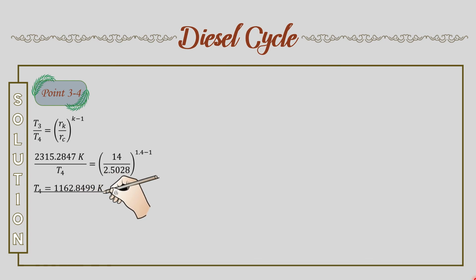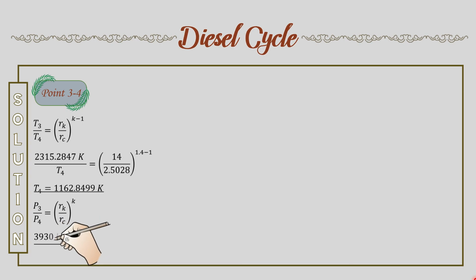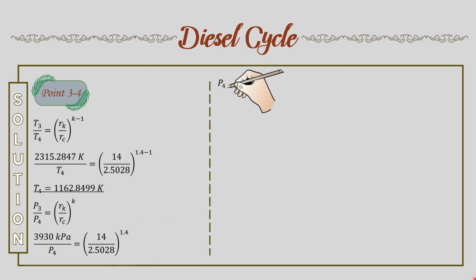And for P4, or pressure 4, we can use P3 over P4 is equal to rk over rc raised to k. Again, substitute what's already given. So, 3,930 kilopascal over P4 is equal to 14 over 2.5028 raised to 1.4. And the answer is P4 is equal to 352.8661 kilopascal.